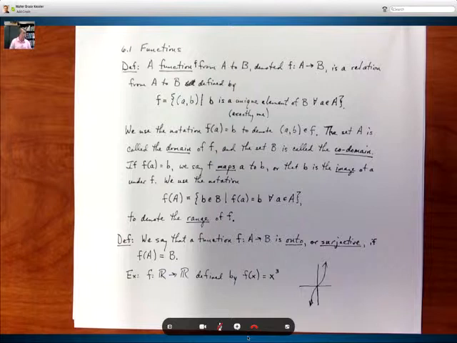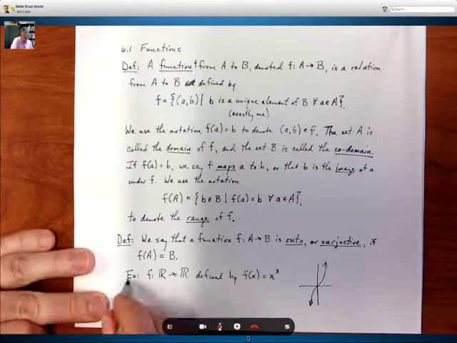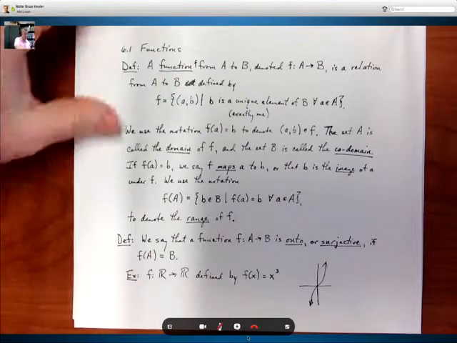That won't work with x squared. If we're looking at x squared, that would not be onto the set of reals because all we get there are non-negative real numbers. The parabola opens upward, and we don't get any negative numbers that way. All right, so that's what we mean by onto.